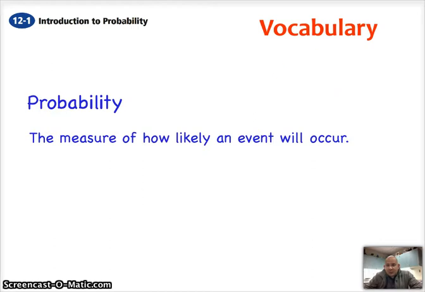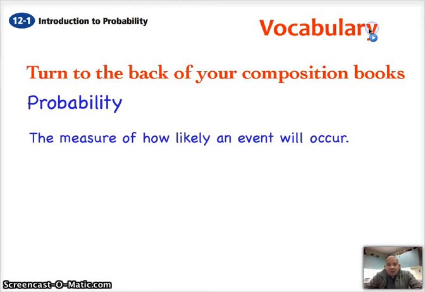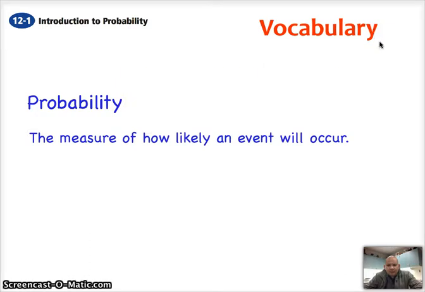We do have a vocabulary term, so at this point I want you to go ahead and turn to the back of your composition books to record it. Probability is our vocabulary term, and the definition here is the measure of how likely an event will occur. What's the probability of rain today? What's the probability that the Chicago Bulls will win the NBA title? Those are questions of probability.